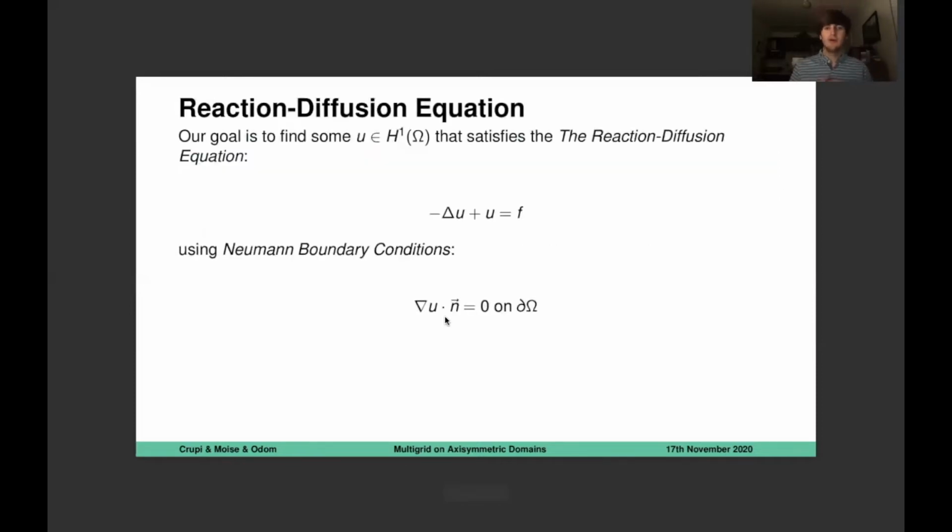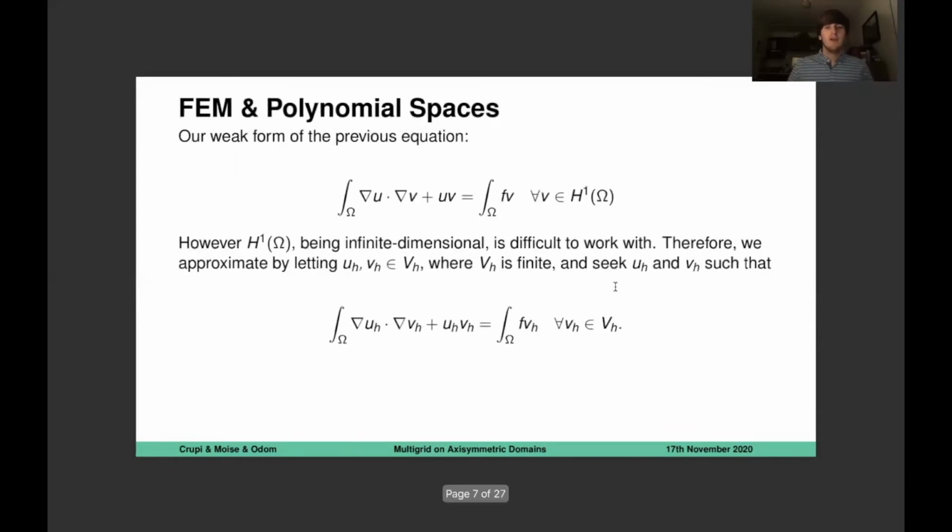So now we're going to look at the reaction diffusion equation. Our goal is going to be to find some u in H1 of omega that satisfies this equation: negative Laplacian of u plus u equals some given function f, given Neumann boundary conditions. So the way we do this is we take the inner product on both sides of our equation with an arbitrary function v in H1.